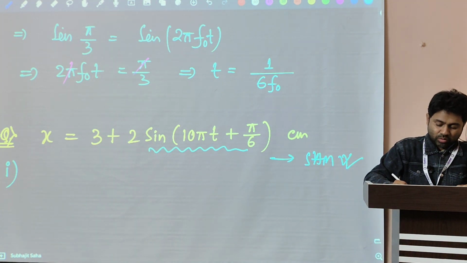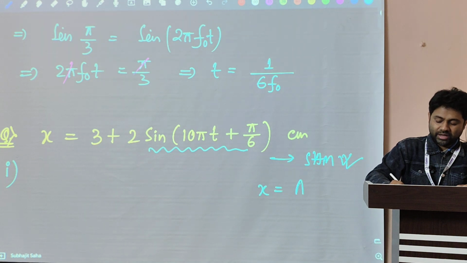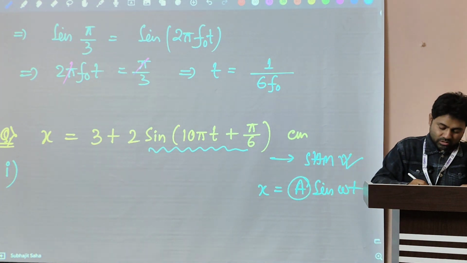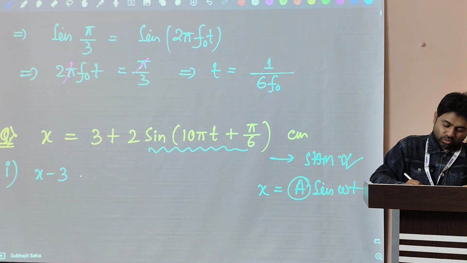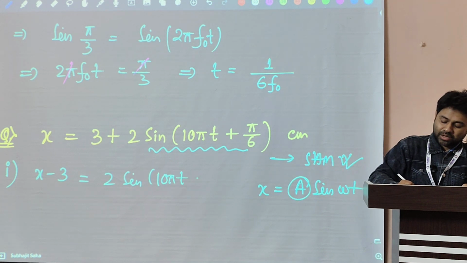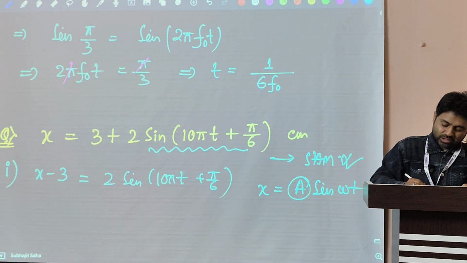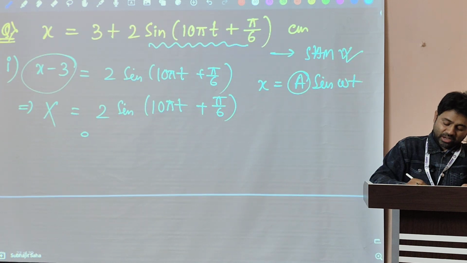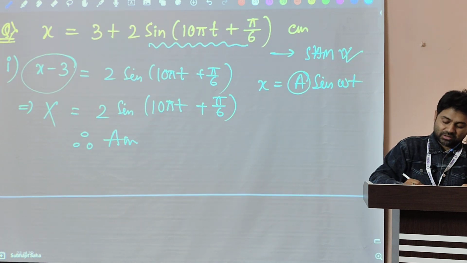For amplitude, we have to convert it into the form x equals a sine omega t. Then whatever is multiplied to the sine function will be a. Simple. x minus 3 equals 2 sine(10 pi t plus pi by 6). Taking x minus 3 as the new variable capital X, X equals 2 sine(10 pi t plus pi by 6). So yes, the amplitude now appears to be 2 centimeter.